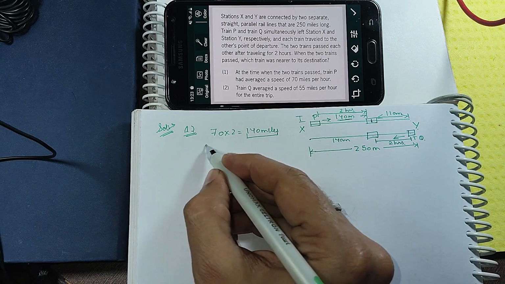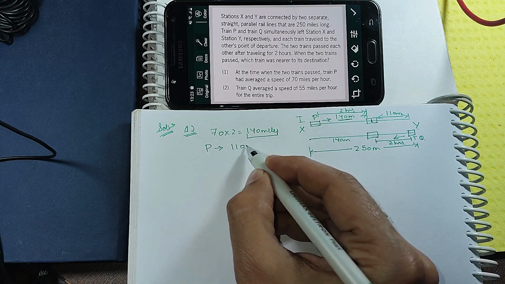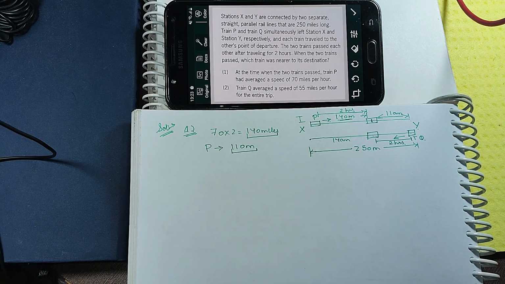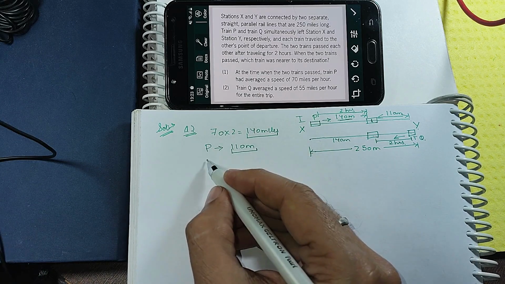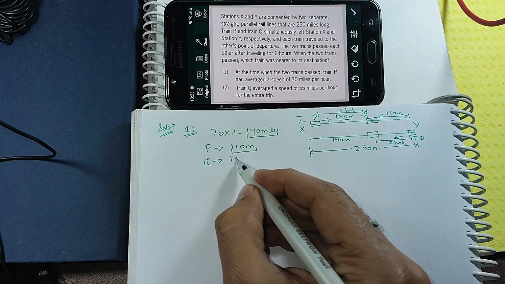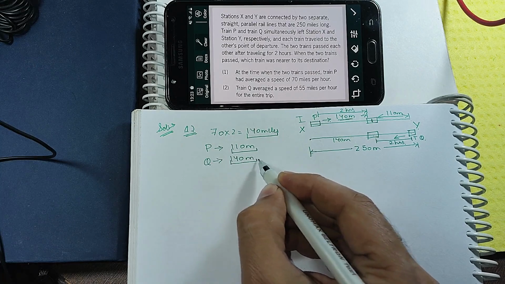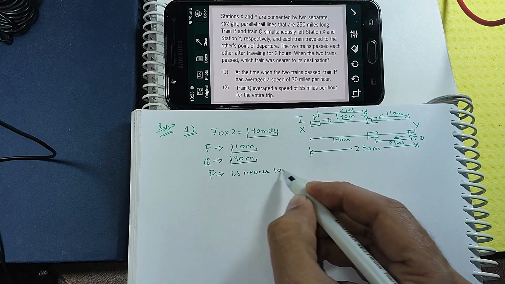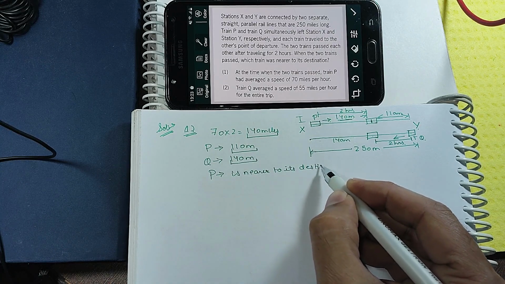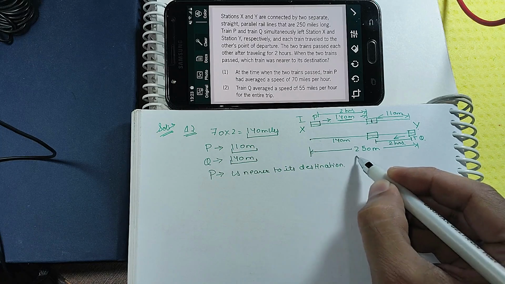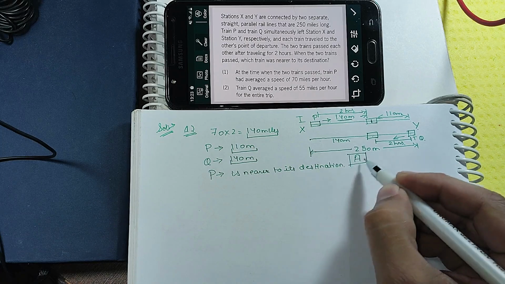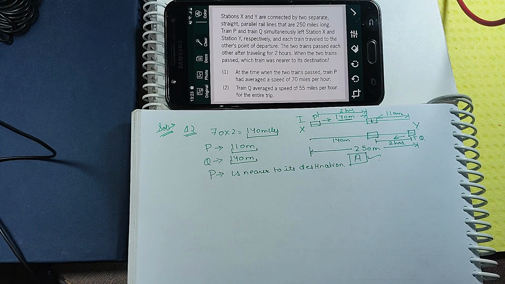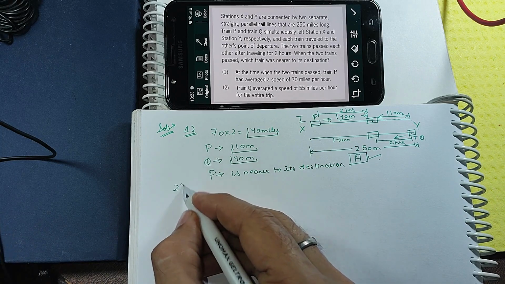So we can say train P is 110 miles away from its destination, whereas train Q is 140 miles away from its destination. So we can say surely that P is nearer to its destination, which means that statement A alone is sufficient to answer my question. So I will say that statement A alone is sufficient to answer my question. Now moving to statement 2.